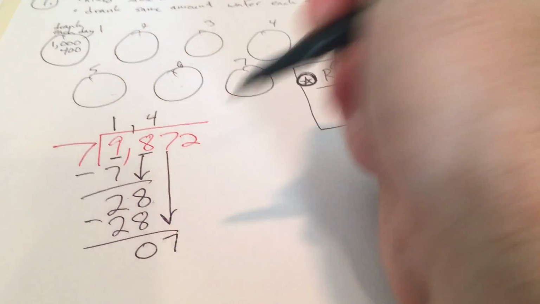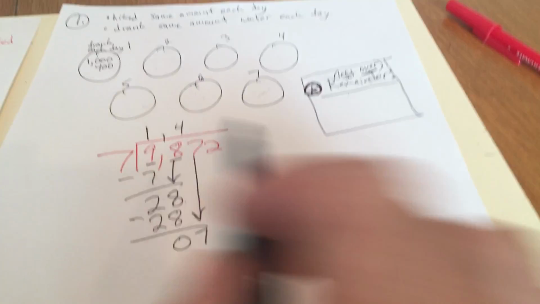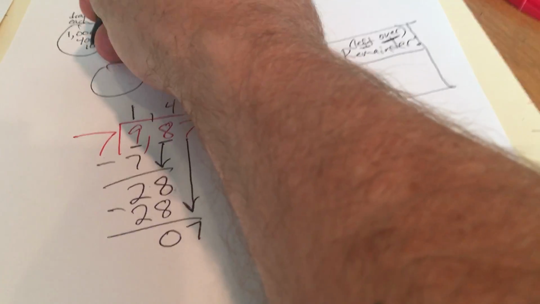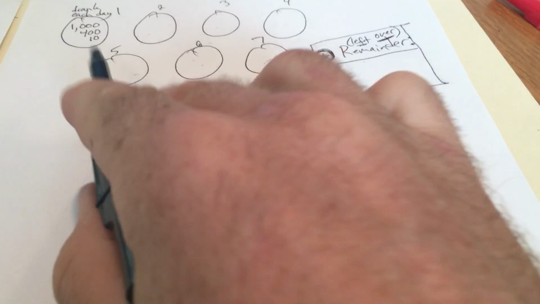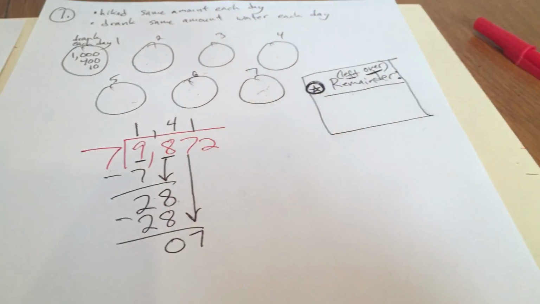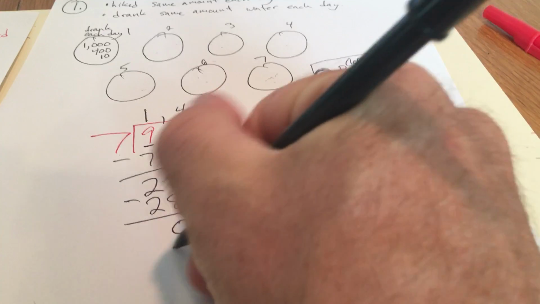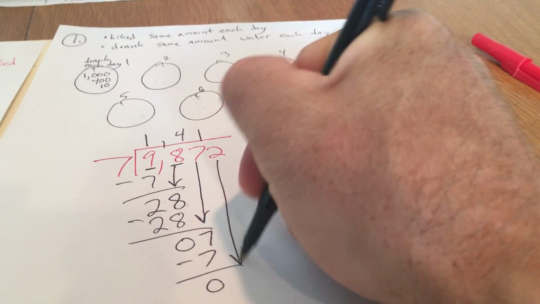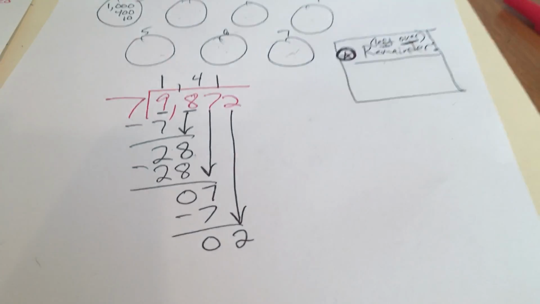Now we got 7 tens. If we got 7 tens and we got 7 groups, we can put 10 into each group. We're going to put 10 into all of those groups. 10, 20, 30, 40, 50, 60, 70, or 7 tens. We used all the tens. Now, there's 2 ones left.